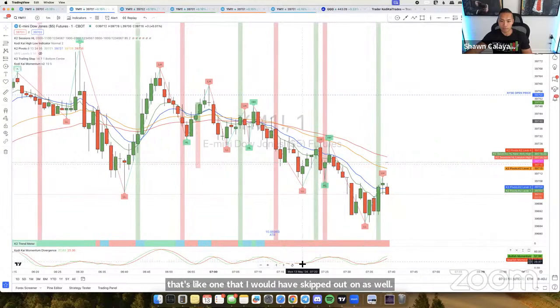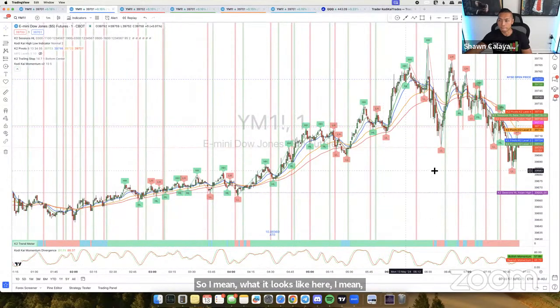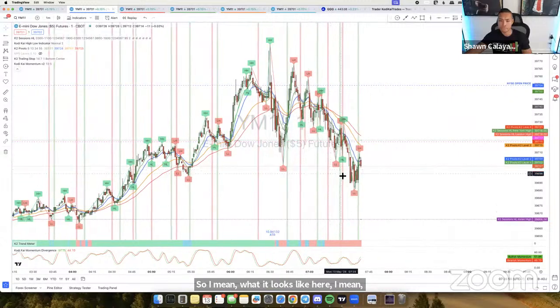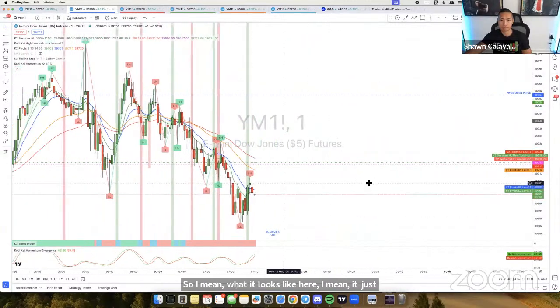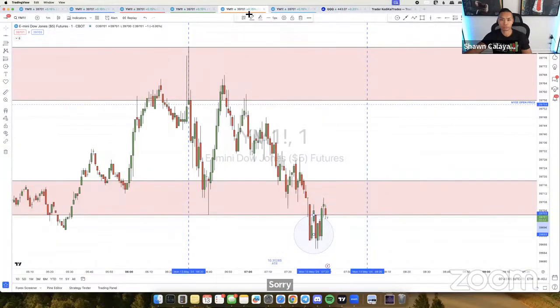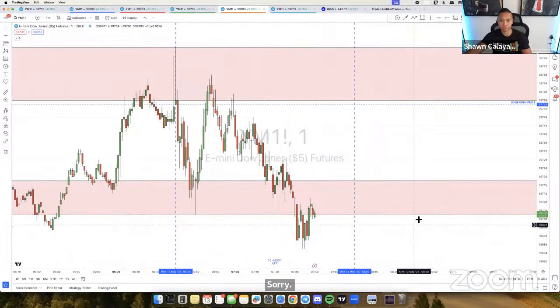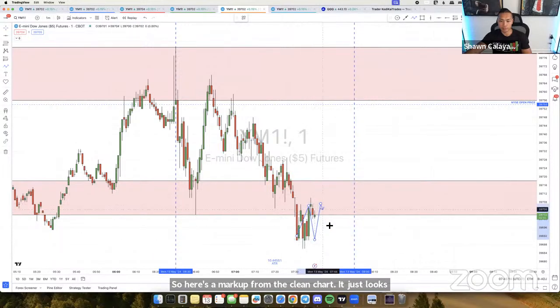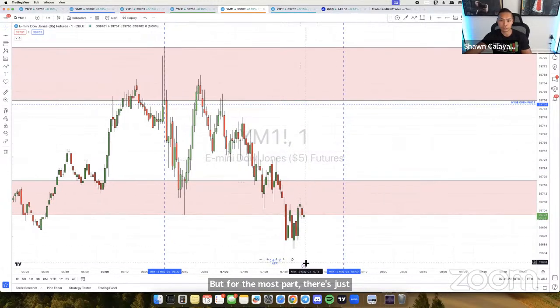So what it looks like here is that price is just going to go sideways over here. Here's a markup from the clean chart. It just looks like price is probably going to go sideways around this area. Eventually, it'll probably break out and go somewhere, whether below or above. But for the most part, there's just nothing here.